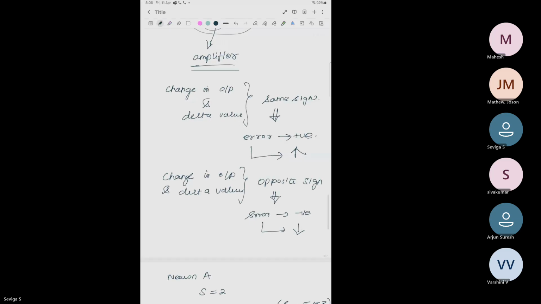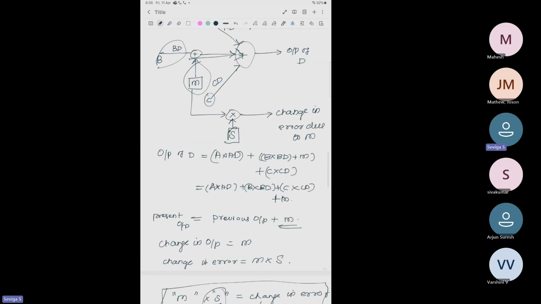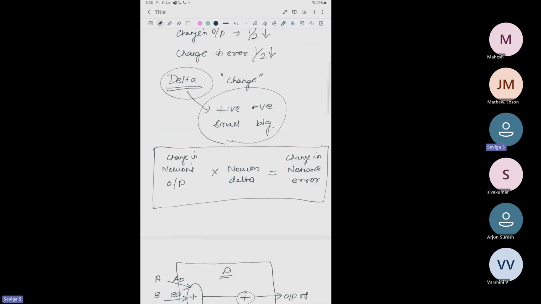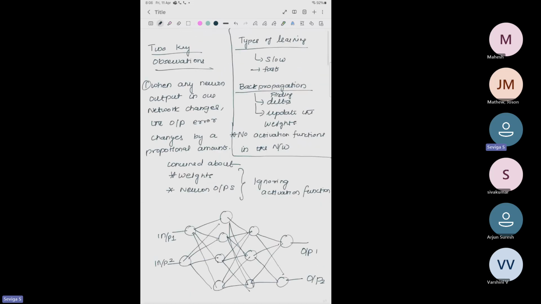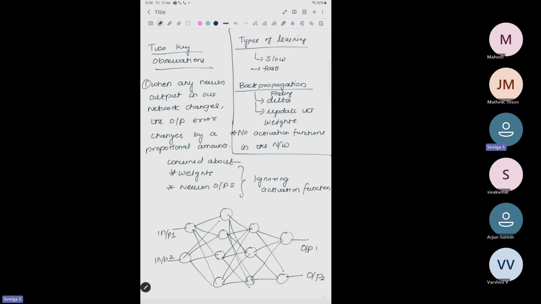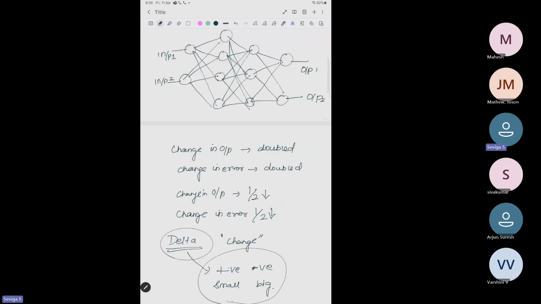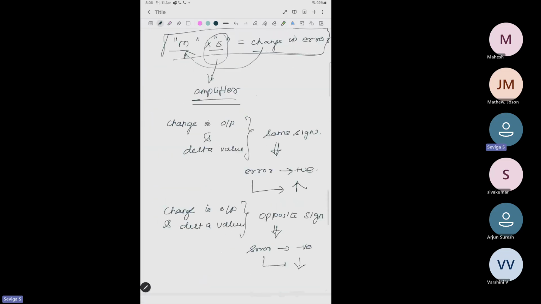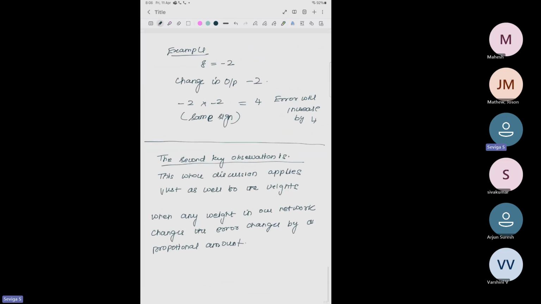So if you look at it now, that is why we had two key observations. The first observation is that we are looking at the neuron's output. For every neuron output, there is a proportional number, and with that number we see there is a change in the network error. The second observation tells that the weight is also proportionally changing with the change in error. So the change in weight is also related to the change in error. So every neuron will have a delta and every weight will have a delta.